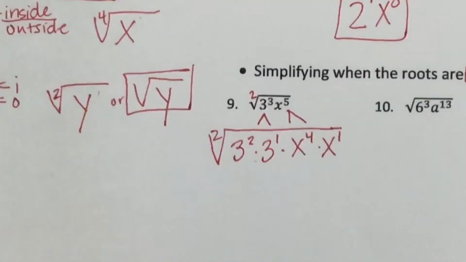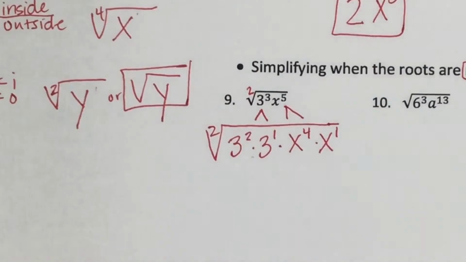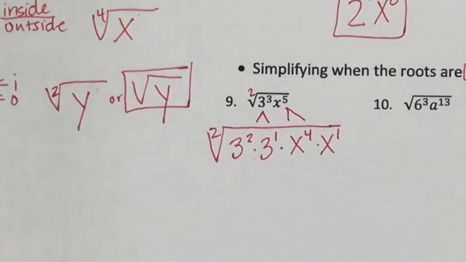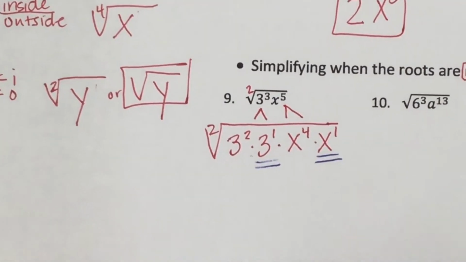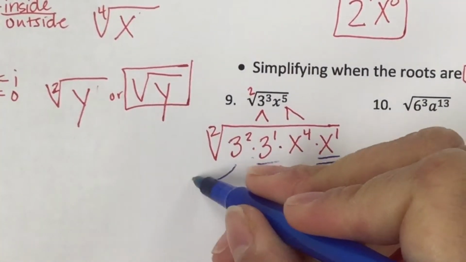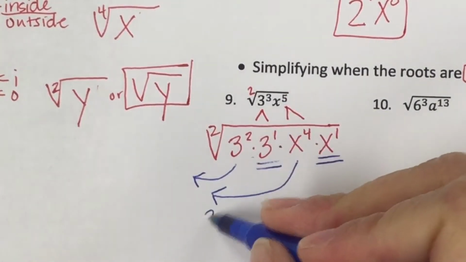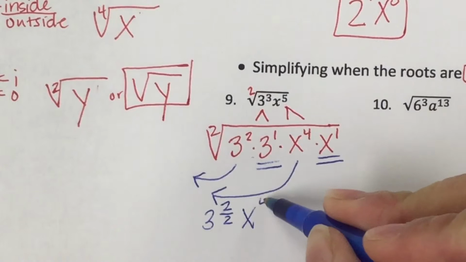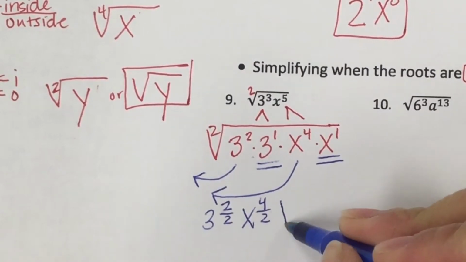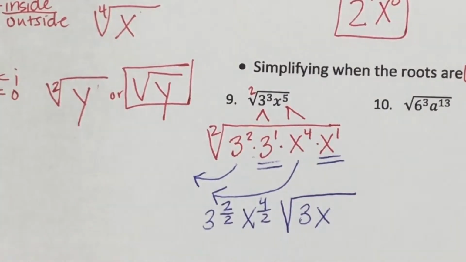So from here is what you want to tell your kids: anything to the 1st power stays under. Anything divisible by 2 will come out of your radical. And you do the same rule, inside, divide, outside. So 3, inside, divide, outside, x, inside, divide, outside, and I still have everything under the radical 3 times x.